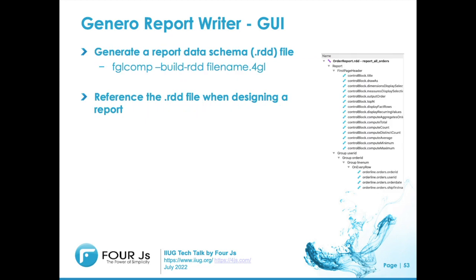To design a report design document, first we will need to get a description of what information is being output by the report statement. The --rdd argument for fglcomp does this for us and outputs a .rdd or report data schema file that has a description of what the report outputs. This file is then used in the report designer.